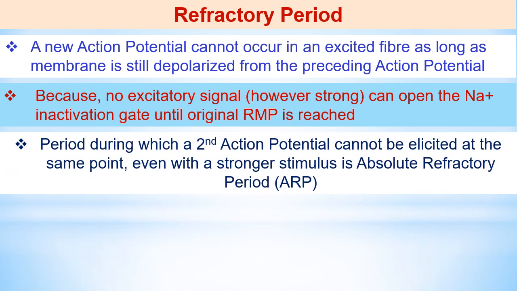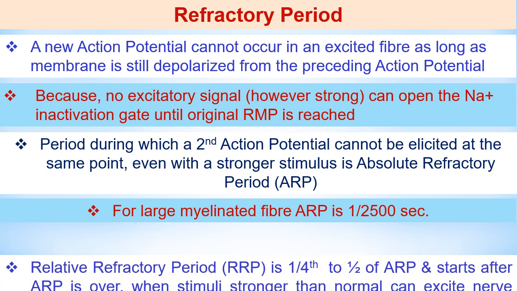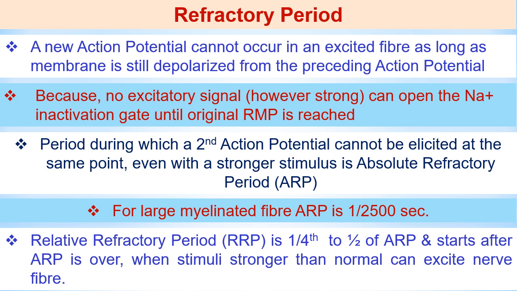The period during which a second action potential cannot be elicited at that same point, even with a stronger stimulus, is known as the absolute refractory period. For large myelinated fiber, the absolute refractory period is 1 upon 2500 second. But the relative refractory period is a time that is half of the absolute refractory period, and it starts after the absolute refractory period is over, when stimuli stronger than normal can excite the nerve fiber.